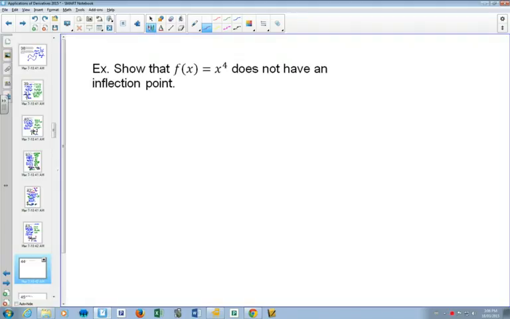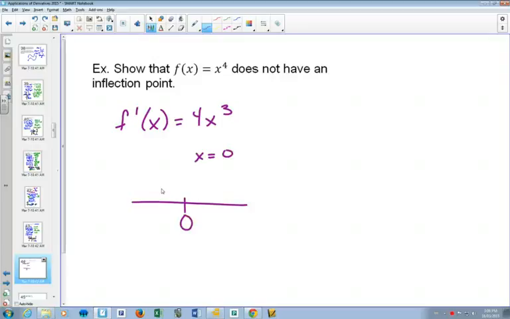So at this, if we take our first derivative, we're going to get 4x cubed, which is only equal to 0 when x is equal to 0. And checking the first derivative test, we're going to find out that it's negative before 0, positive after 0. So at this point, we know that at (0, 0), we have a local min.